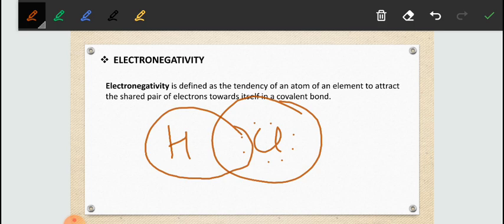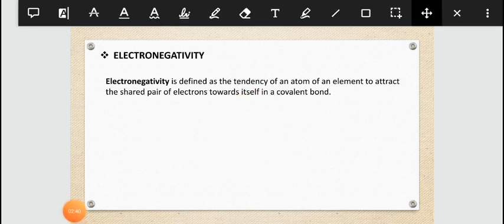Okay, so this is called electronegativity. The more the nuclear charge, the more will be the electronegativity, meaning the power to attract the shared pair of electrons towards itself. And to attract the shared pair of electrons towards itself, it requires what? A greater amount of what? Nuclear charge. Okay, hope this is clear to you.